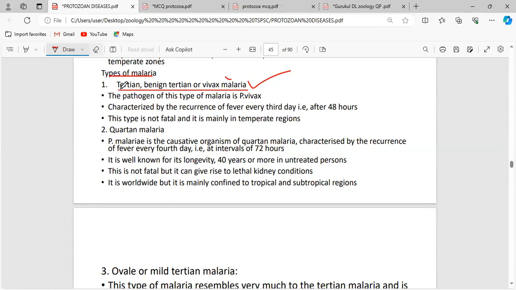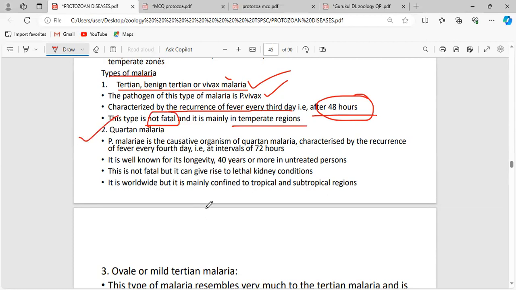Now, the causative agent for tertian, benign tertian, or vivax malaria is Plasmodium vivax. Their characteristic feature is fever every third day, that is after 48 hours. Up to this 48 hours, we can call this the pre-patent period. After the 48 hours, the first symptom is experienced by the human body, so we can call this the incubation period. Of course, vivax malaria caused by Plasmodium vivax is not fatal. It is seen only in the temperate regions.